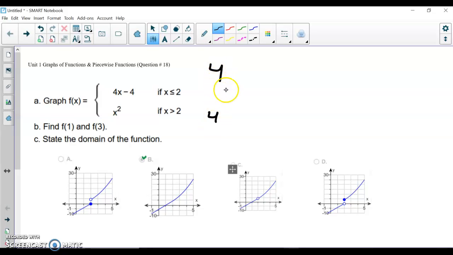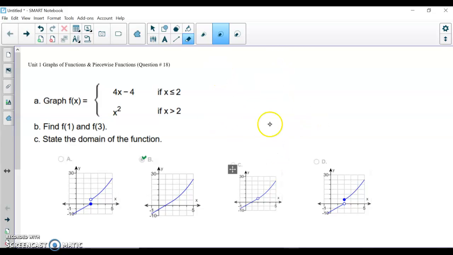So this would tell us it's smooth and continuous, right? It ends at 2, 4, and then it picks up again at 2, 4. So B would be the answer. So that's how you would get it without using a calculator, or just taking your time to graph it by hand.